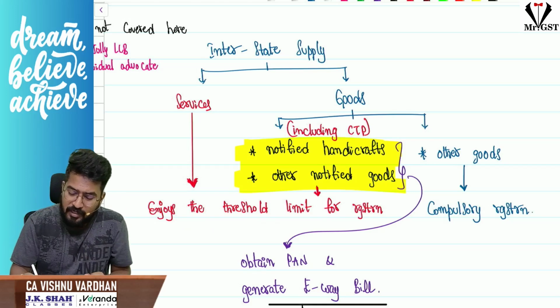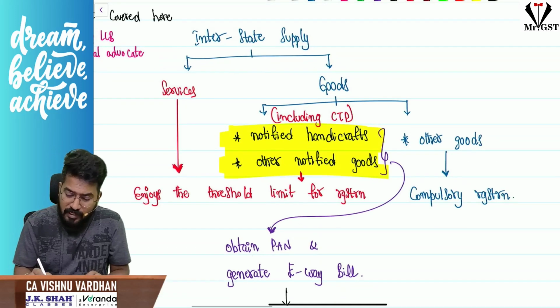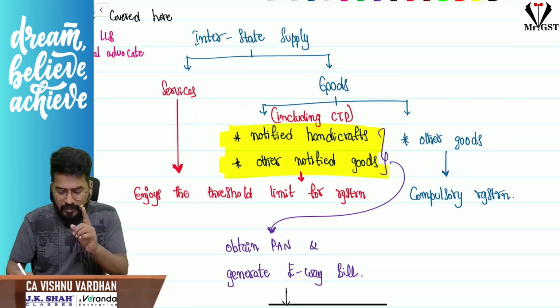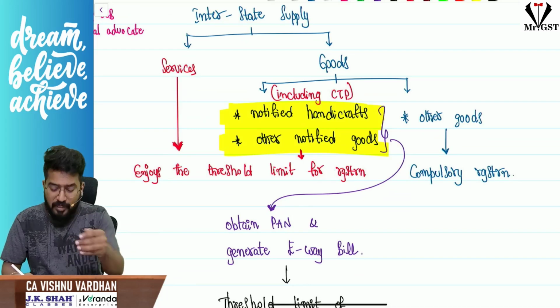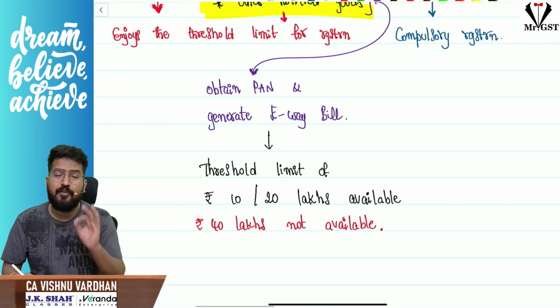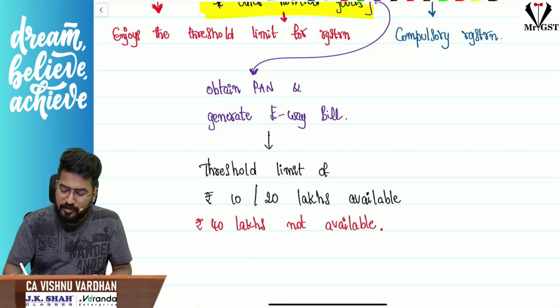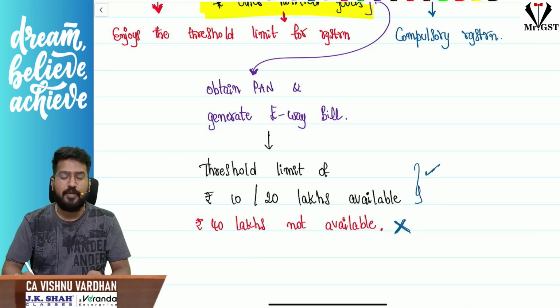No, sir, I am dealing with goods. If you are dealing with notified handicraft goods or any other notified goods, then in such case you also can make interstate supply with respect to those goods, but you should obtain a PAN card and generate an e-way bill wherever you are transporting the goods. But the important thing here is, for them the threshold limit of 10 lakh, 20 lakh is applicable, the 40 lakh threshold is not applicable. Okay, that is the concept.